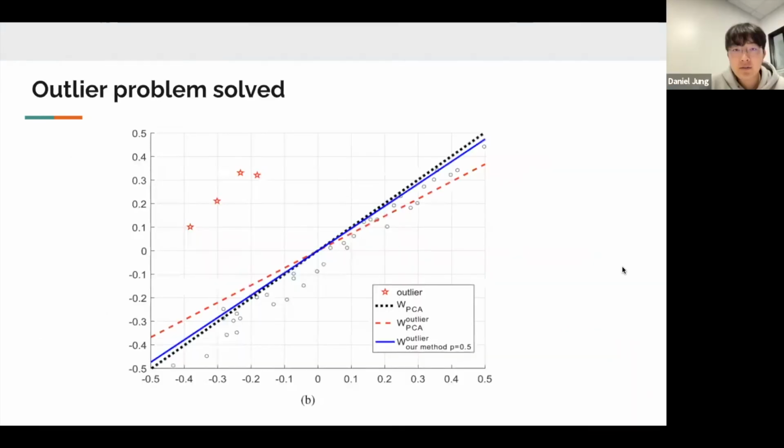And the outlier problem has been solved by the model that the author gave. The blue line is what this paper is proposing. As you can see, even with the outlier, there's no difference from the PCA model without the outlier, which is a huge improvement on the outlier problem.